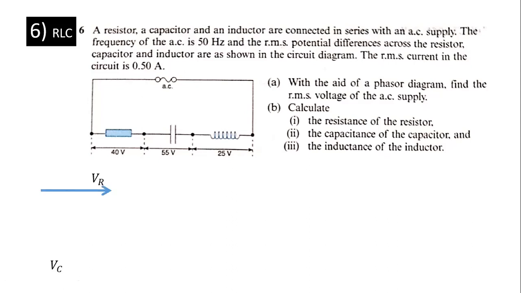It asks you to draw VR as a reference, horizontal. Then there's your V, there's your VL, there's your VC. VC is larger from the diagram. So you take VC minus VL, or VL minus VC. Anyway, the negative sign will disappear when we square that.